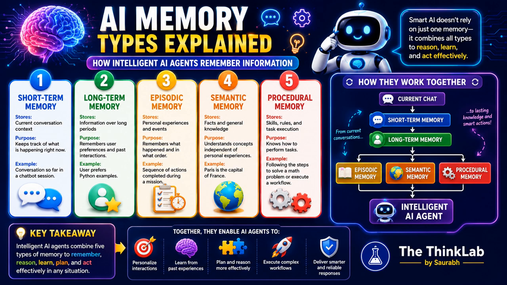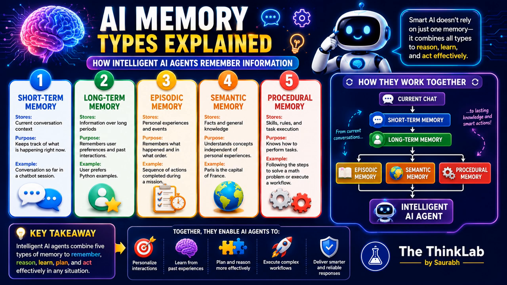The first one is short-term memory. Short-term memory stores the information related to the current conversation or task. Think of it as the AI's working memory. It keeps track of everything happening right now. For example, if you are chatting with an AI assistant and ask multiple follow-up questions, the AI assistant remembers the previous messages. That is because of short-term memory.